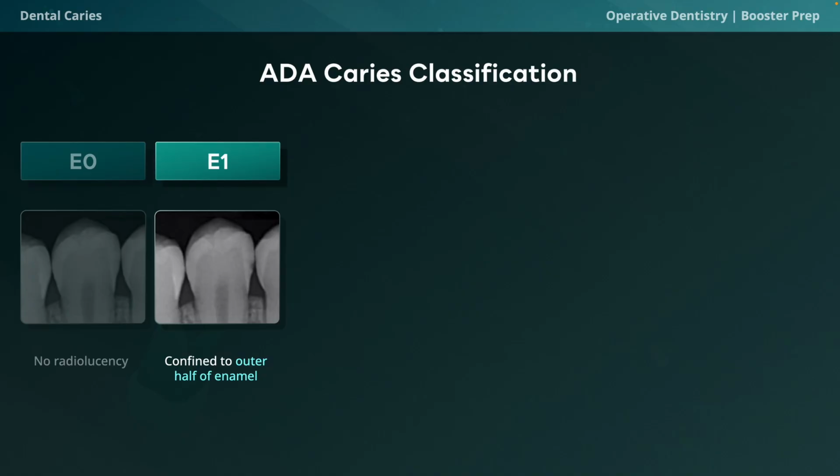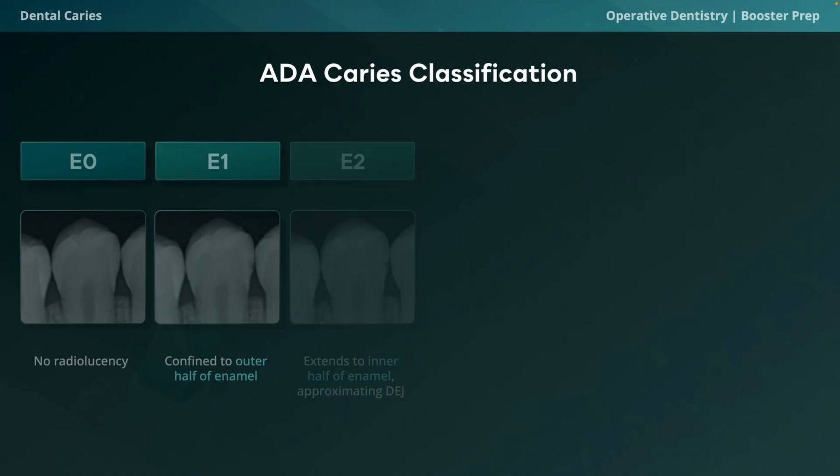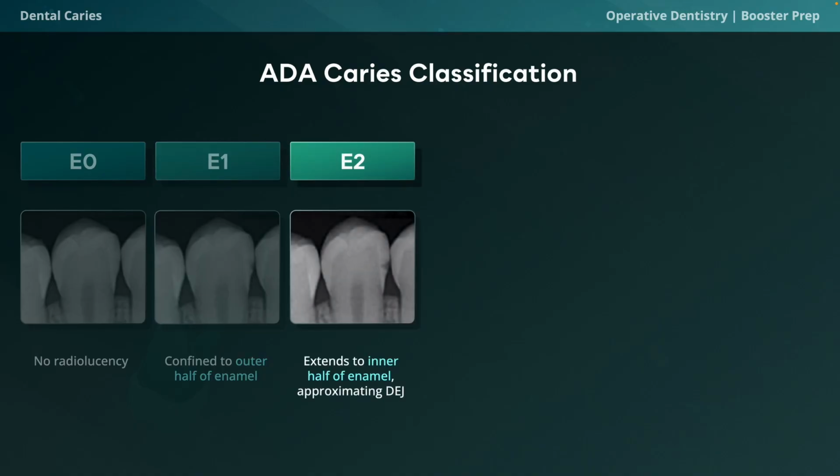So at this stage, the lesion is still in its early stages, and it can be reversed with remineralization strategies such as fluoride application and improvements in oral hygiene. Next are the E2 lesions, which extend into the inner half of the enamel but still haven't crossed into dentin. So these lesions are more distinct on radiographs since the radiolucency is closer to the DEJ. Now, like E1 lesions, they're still potentially reversible if caught early and managed with appropriate preventative measures.